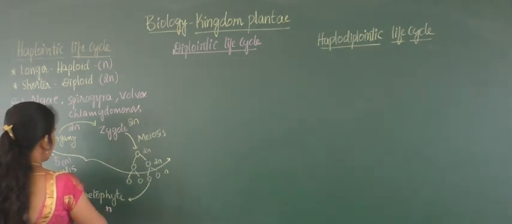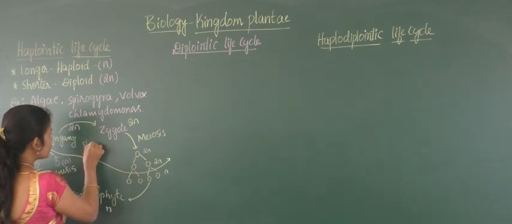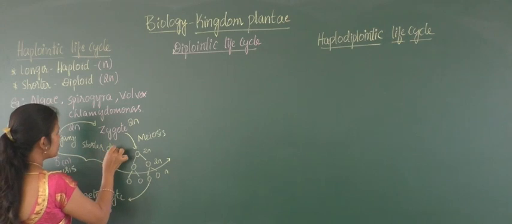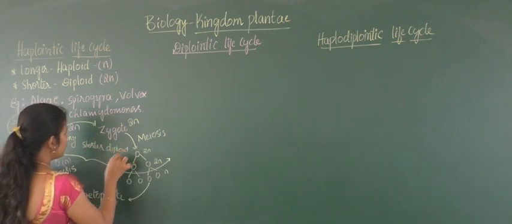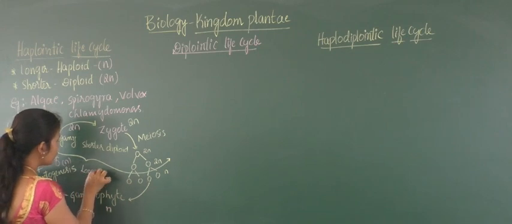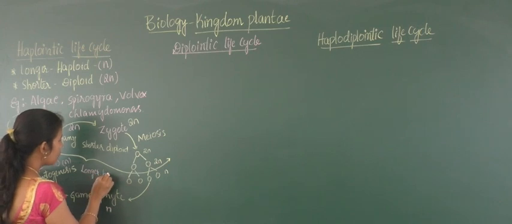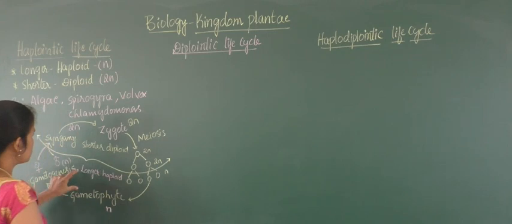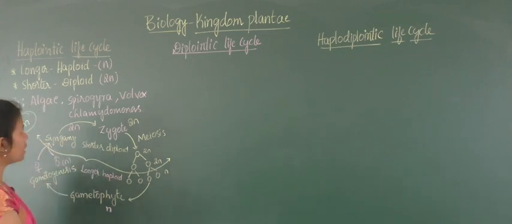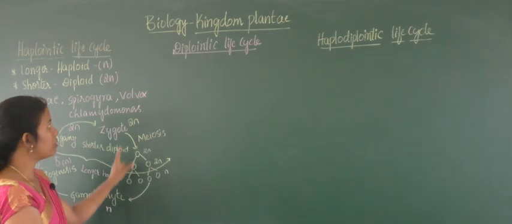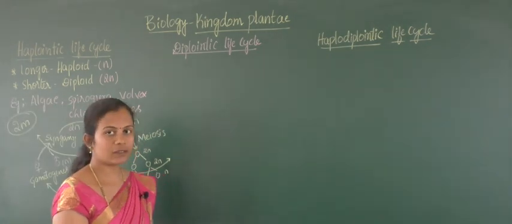This is a shorter diploid stage, and this is a longer haploid condition, right? So this is what the haplontic life cycle is about. I hope you understood this, and we'll move to the next one, the diplontic life cycle.